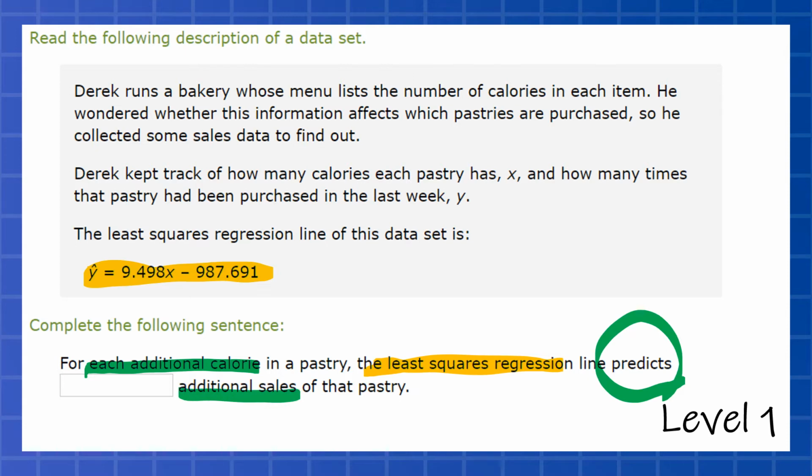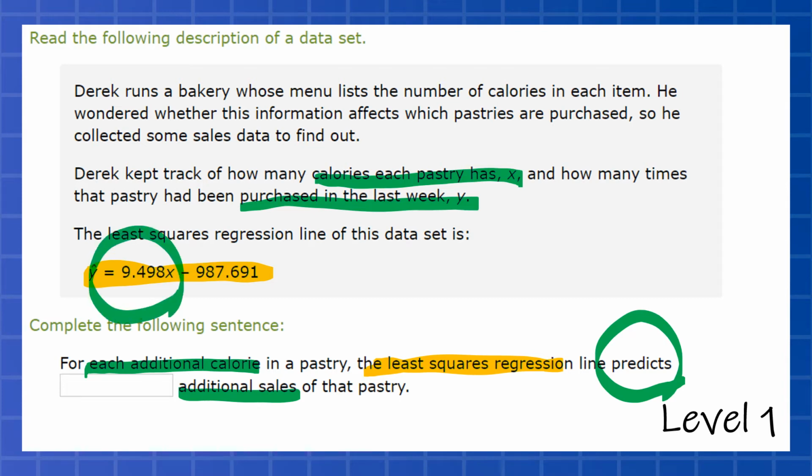So if we go back and look, what part of this is additional calories and what part is additional sales? We have calories is X and sales is Y. So all we're asking is, as the X goes up, what happens with the sales? The answer is, as the X goes up, more calories increases our sales, because whenever we see the word each, what we're going to look for is what are we multiplying by our variable? What is our slope?